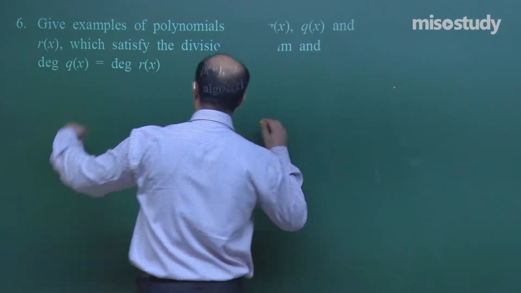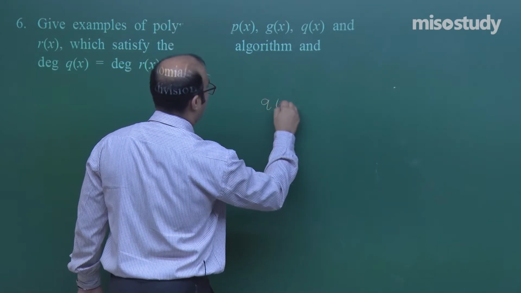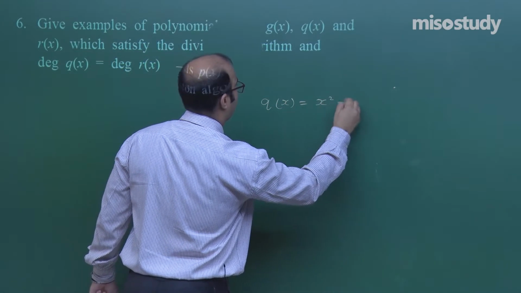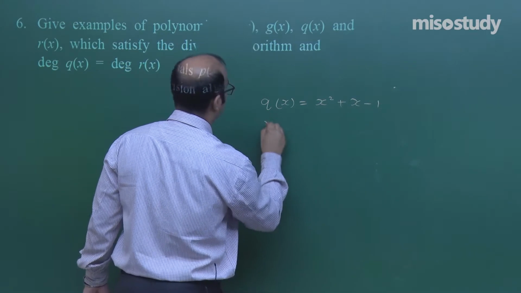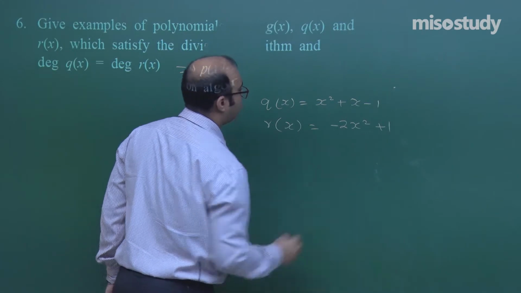So what I am doing, I am taking degree of qx and rx both as 2. So qx I am taking as x square plus x minus 1 and rx I am taking as minus 2x square plus 1. Both are of 2 degrees.